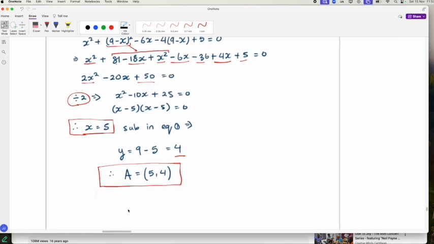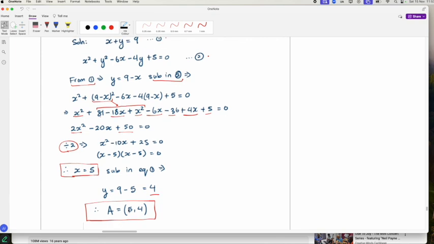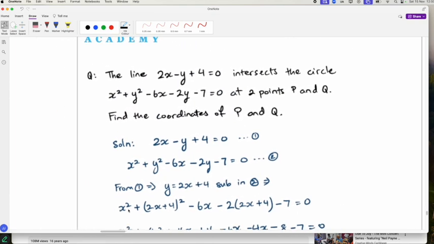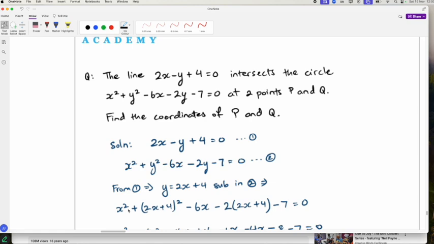So I think simultaneous equations with circles is pretty easy. What do you all think about this? So you can see here, I have the line 2x minus y plus 4 is equal to 0. And it intersects this circle, x squared plus y squared minus 6x minus 2y minus 7 is equal to 0, at 2 points, the points P and Q.